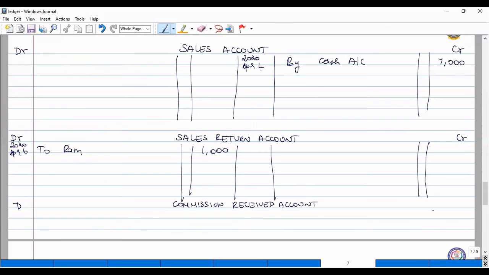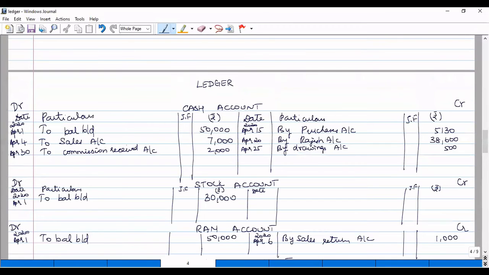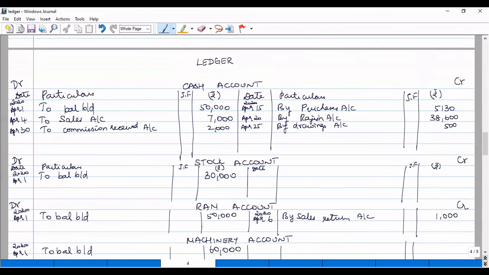Debit, credit. Here we have credited commission received, isn't it? So on April 30th, 2020, we have received commission by means of cash. So by cash account, rupees 2000. Okay. Now we have posted the respective entries into the respective ledger accounts.